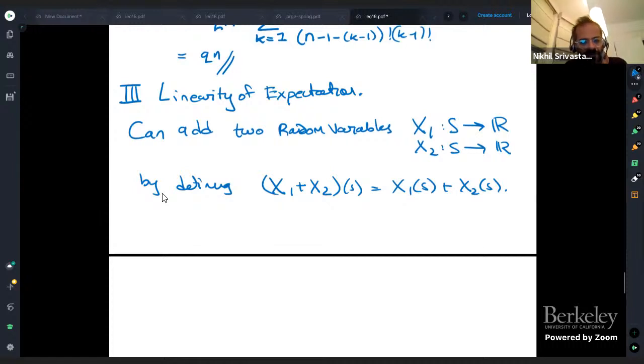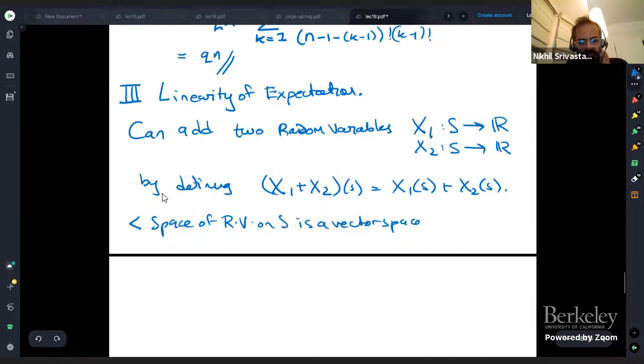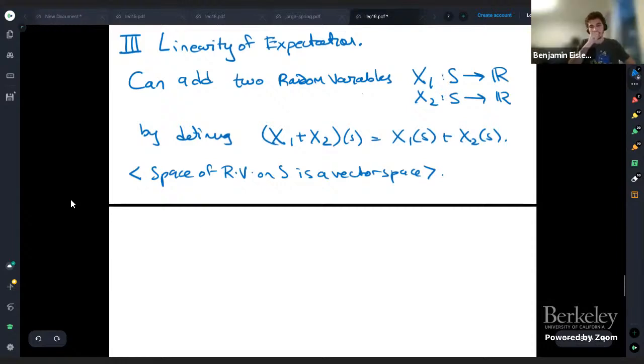And for people who took Math 54, the space of random variables is actually a vector space. But if you didn't, then don't worry about that. You can add random variables. You can multiply them by scalars as well in the obvious way. So linearity of expectation is the following very important property.